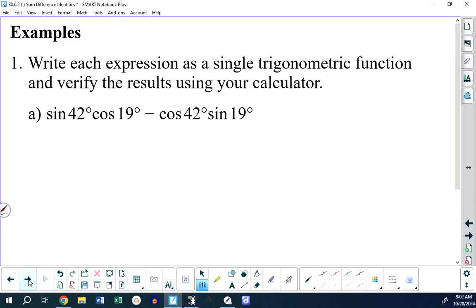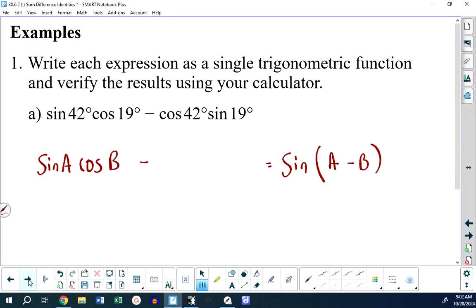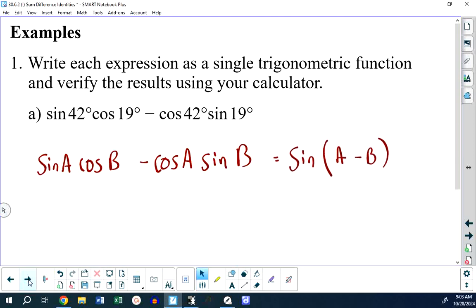Well, I just look at this and I go sine times cosine. That's got to be the sine of the sum or the difference of angles. And because it's minus, it's this identity. It's sine of A minus B is equal to sine A cos B minus cos A sine B. And it's okay to use alpha and beta. It's okay to use A and B. You feel free to use whatever letters you want.